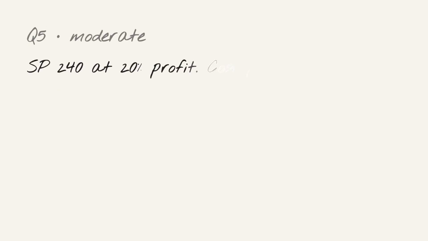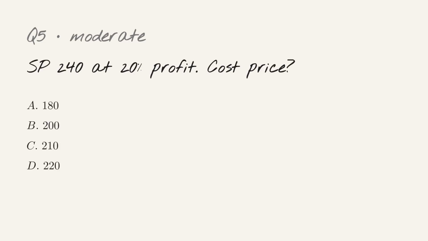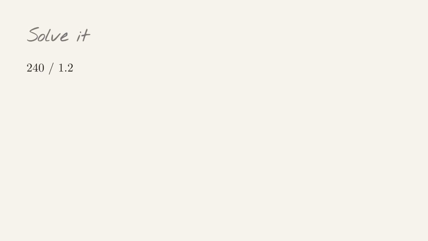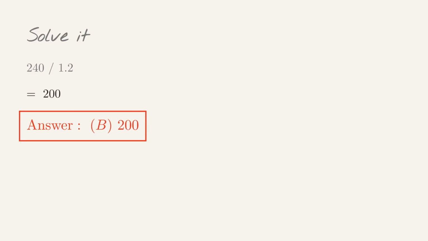Tougher now. Divide the selling price by 1.2, not by anything else. Pause it, give it a real attempt, then I'll walk through it. Divide the selling price by 1.2 to undo the profit. 240 over 1.2 is 200. Don't take 20% of the selling price.